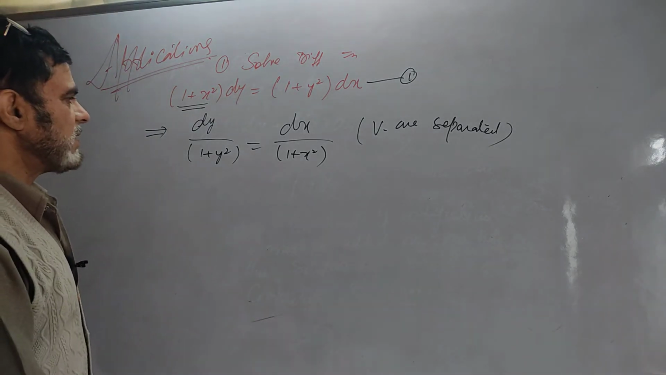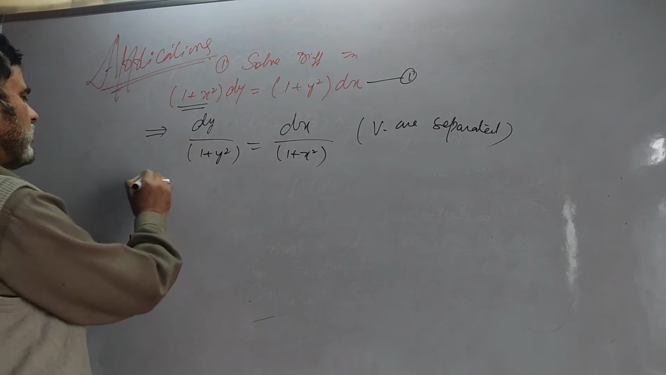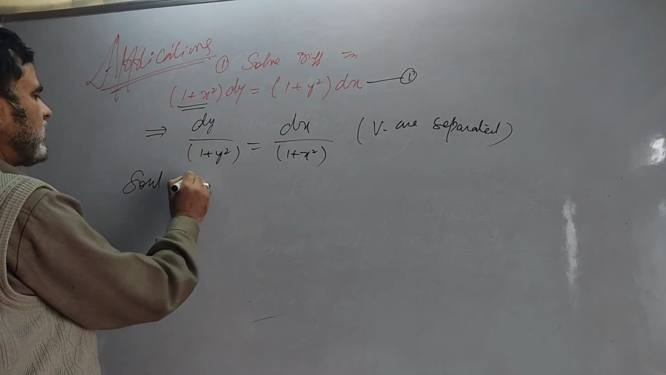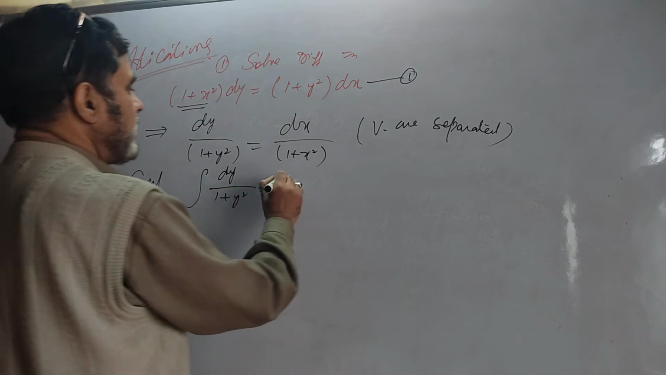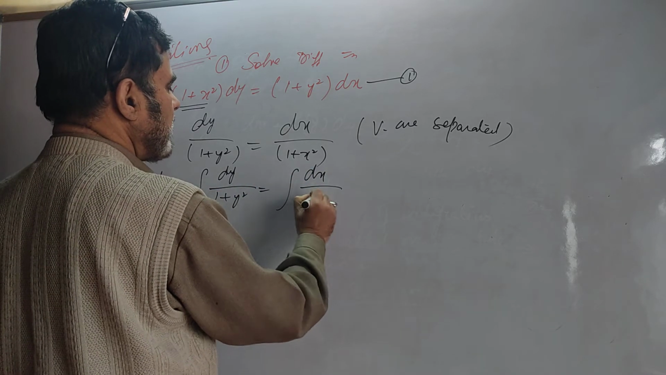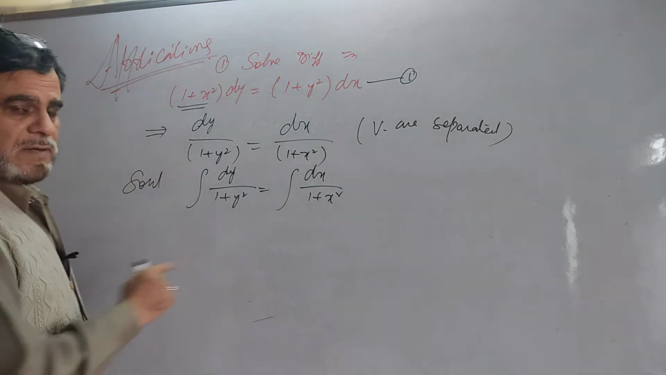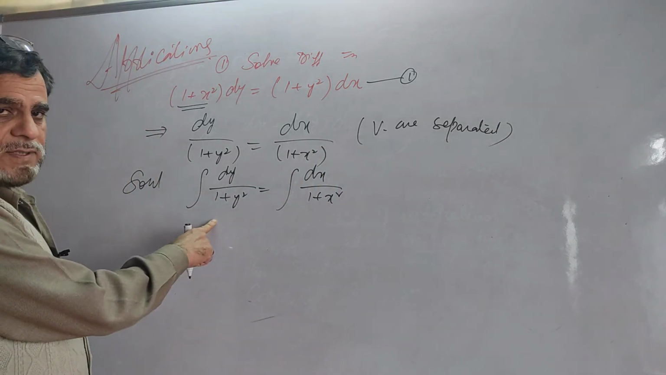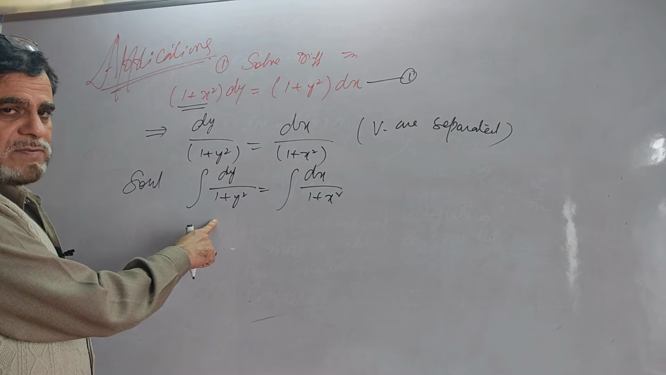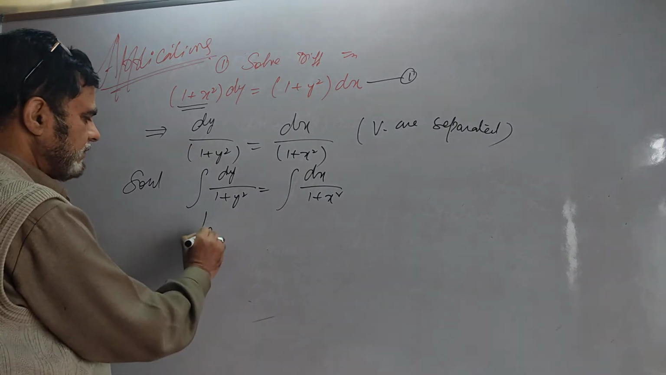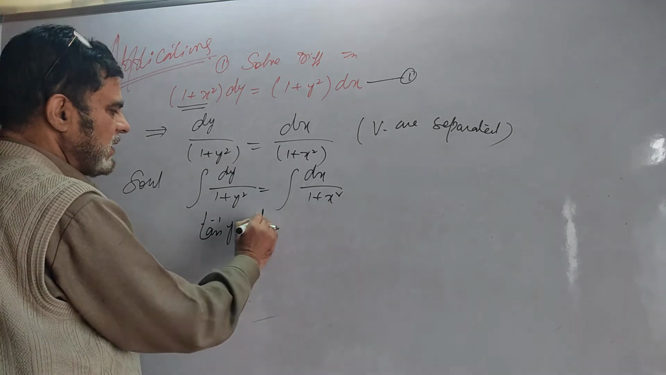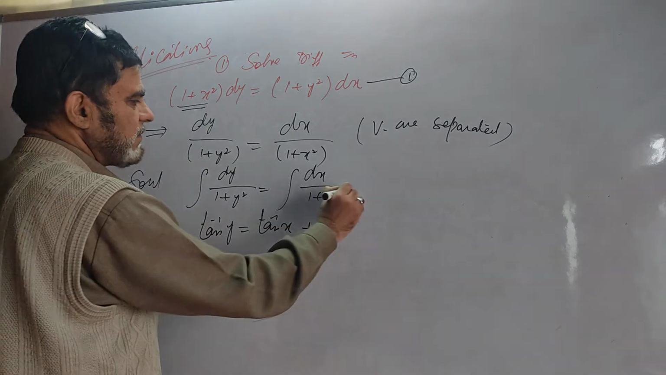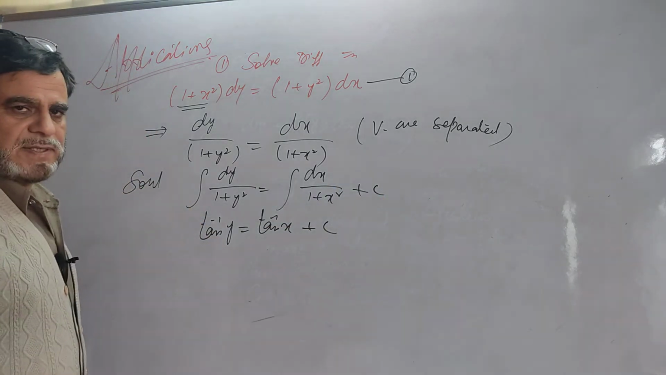When variables are separated, you can write the solution. The solution is integral of dy by 1 plus y square is equal to integral of dx by 1 plus x square. And what is this integral? You know, it is tan inverse y, because the derivative of tan inverse y is 1 by 1 plus y square. So it is tan inverse y is equal to tan inverse x plus c. You have to add the constant of integration.